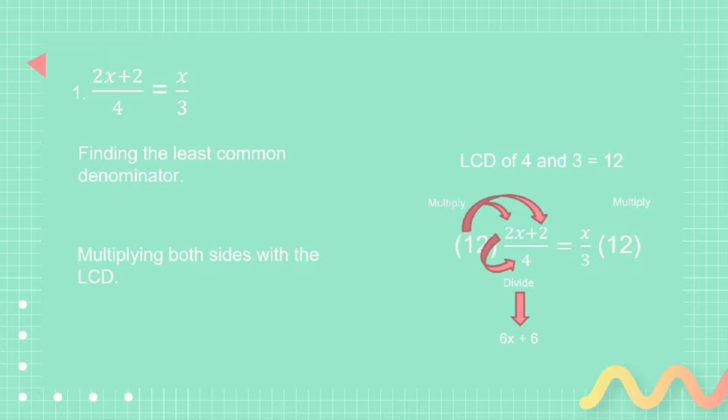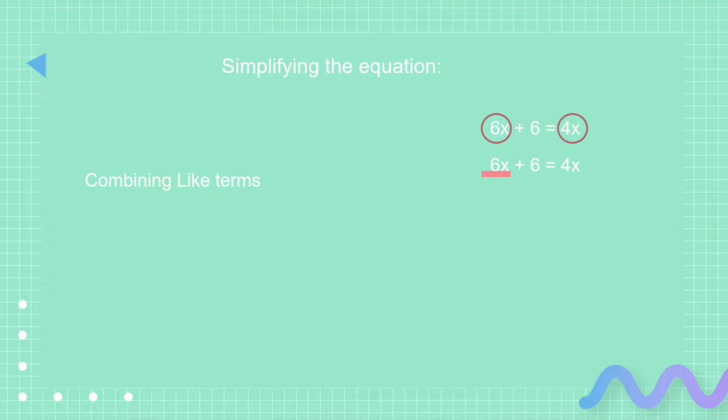Next, let us now move over to the other side. If we multiply 12 with x and divide it by 3, then the answer will be 4x. And now, there we have successfully multiplied the LCD to both sides. Next, we should simplify by first combining like terms, which are 6x and 4x. Since we will be transposing 6x over to the other side, don't forget to change its sign so that it will now become negative 6x. Negative 6x minus 4x is equal to negative 2x.